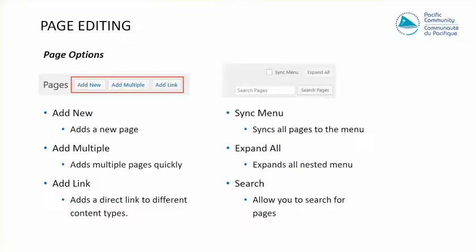Okay. So you just click on add multiple, and then you add multiple pages like home, content, contact, about us, document library. You create all at the same time. Okay. Unlike add new, you just add one at a time. You add, save, add, save. Add link. So you add a link directly to maybe a post, maybe a category, maybe an external link. So this is the option where you use to create external links to other type of contents. Okay.